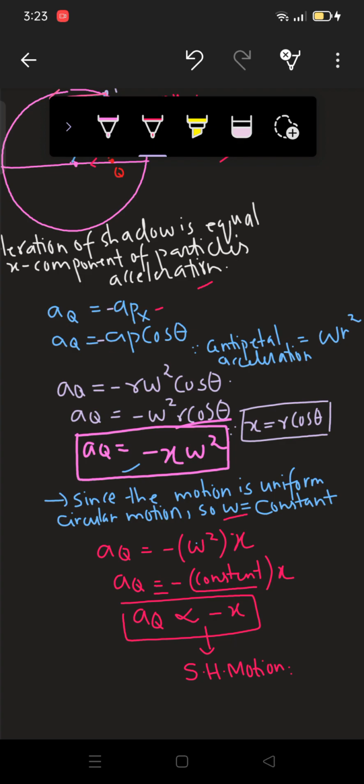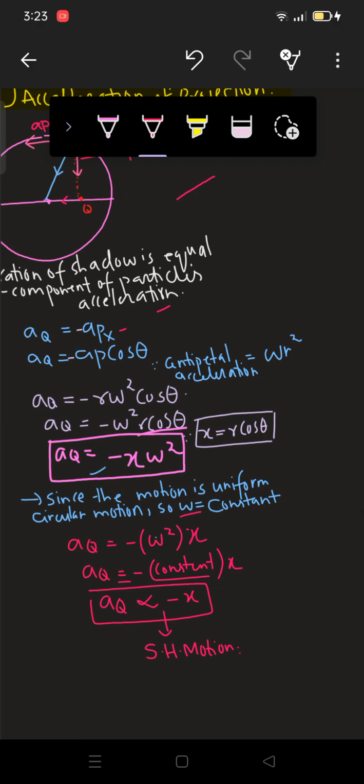With that, we also know that the centripetal acceleration in uniform circular motion is minus, not minus, however, omega square r. So we have just substituted r omega square in this formula. We have got AQ is equal to minus r omega square cos theta. We have just rearranged this as minus omega square r cos theta, right?